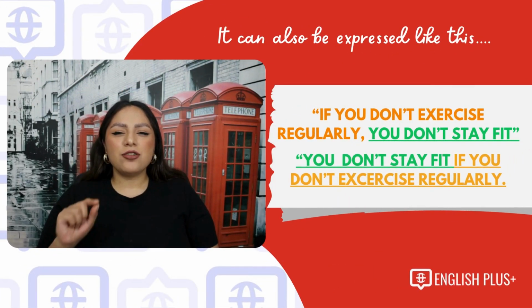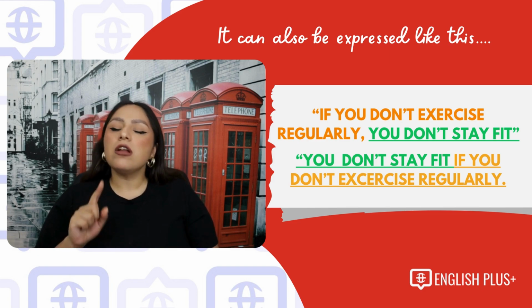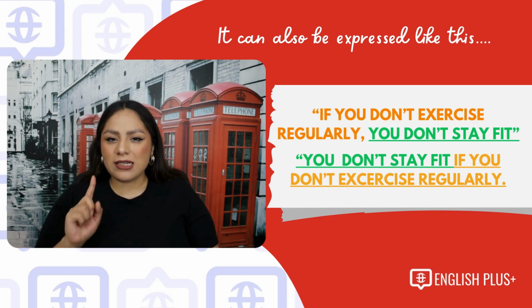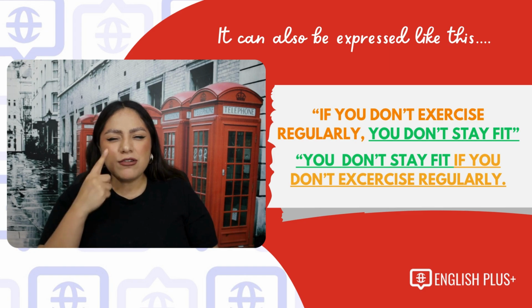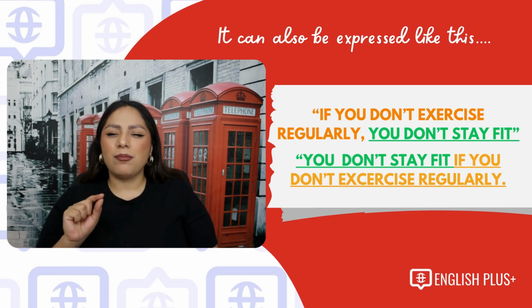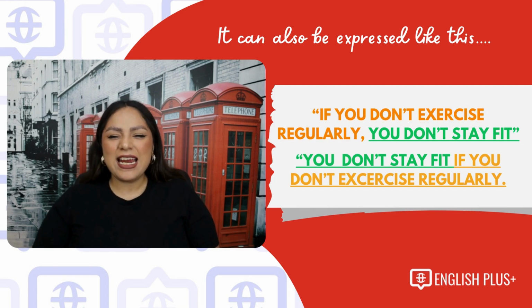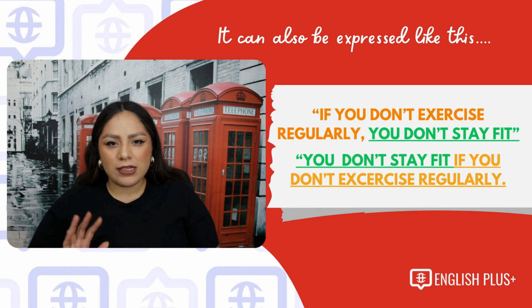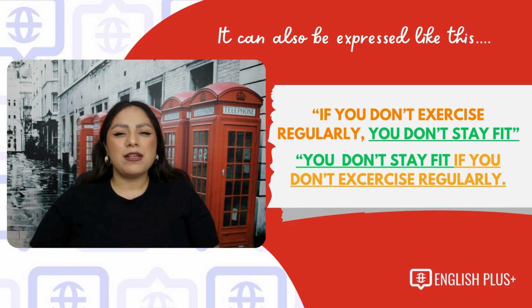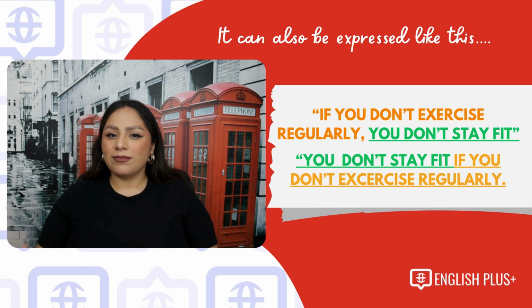Now it's time to check the last example. If you don't exercise regularly, you don't stay fit. Did you notice something special in this example? Yes, it is in negative form. Remember that I told you at the beginning of the lesson that we will need the structure of the simple present to express zero conditional. In this case, we are using the auxiliary don't that is used in the simple present structures.